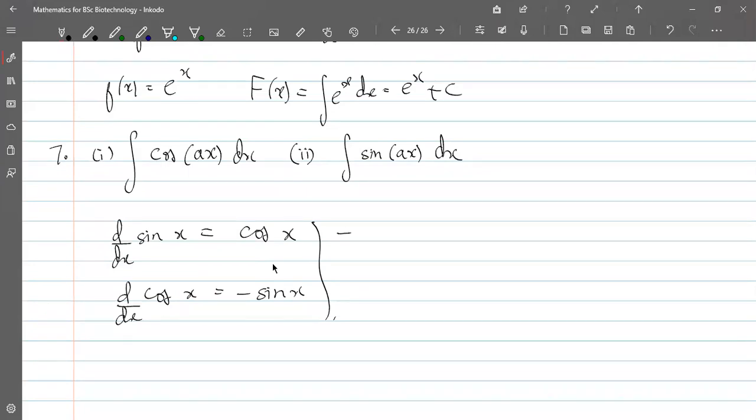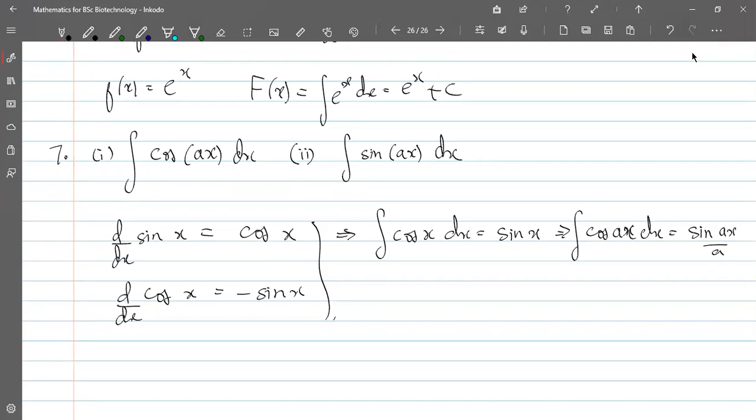So this first one straight away tells you that the antiderivative of cos x is sin x. And therefore integration of cos ax dx is equal to sin ax by a. I'm not going to write plus c from now on. Whenever we're finding antiderivatives, let it be understood that the plus c is always there. So you can skip writing that.